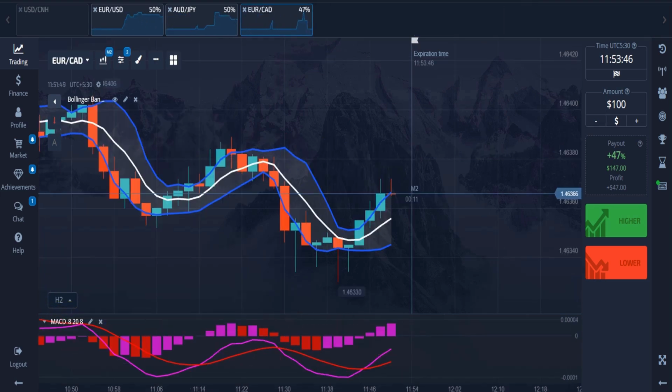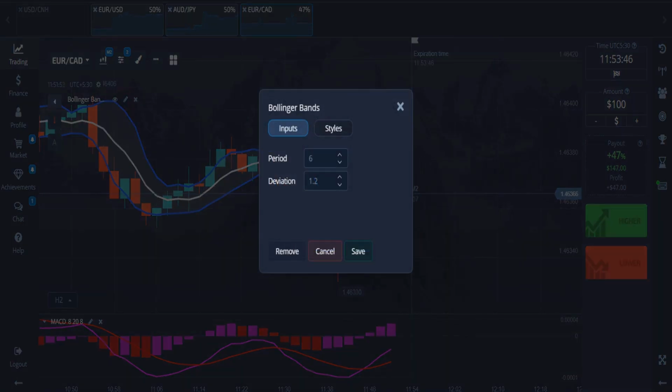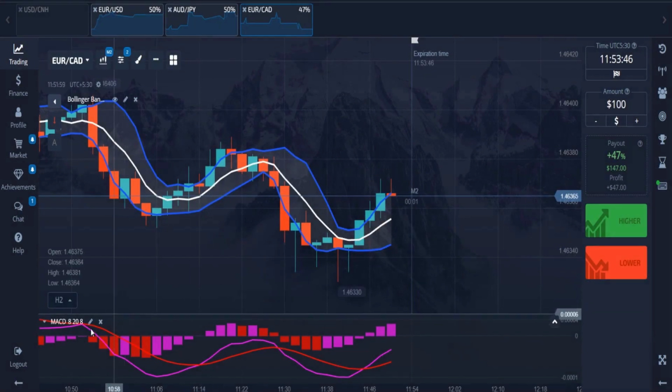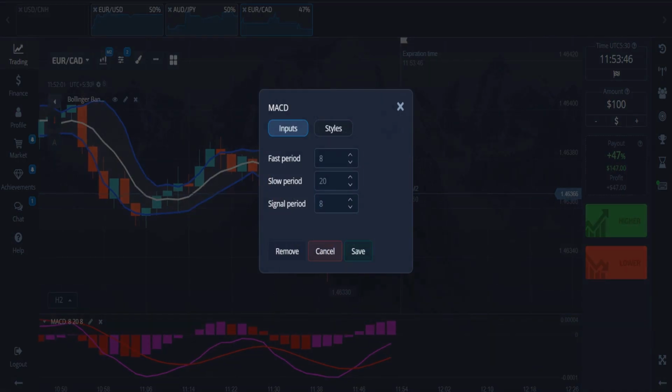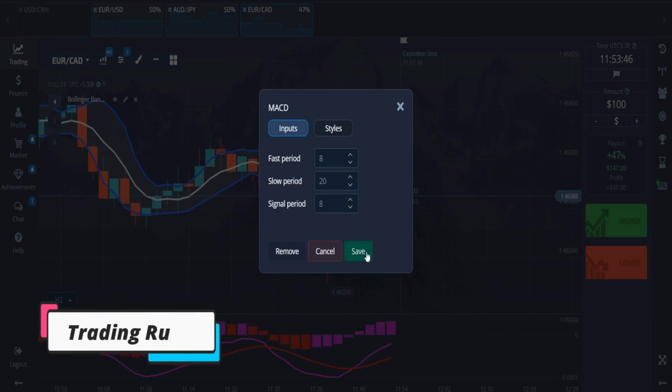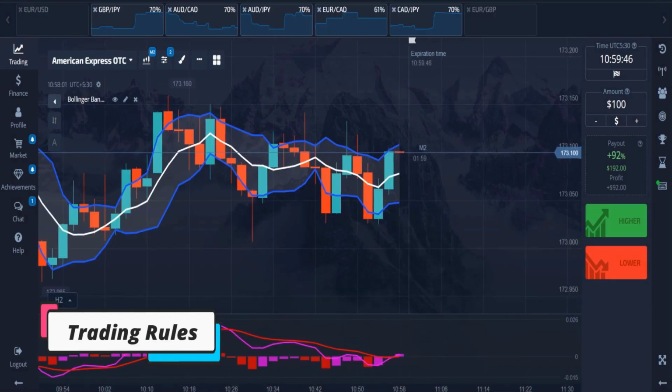For this strategy, we'll use two indicators, Bollinger Bands and the MACD indicator. Bollinger Band settings: period 6, deviation 1.2. MACD settings: fast period 8, slow period 20, signal period 8. So without wasting any time, let us understand the trading rules of this strategy through a live trade.